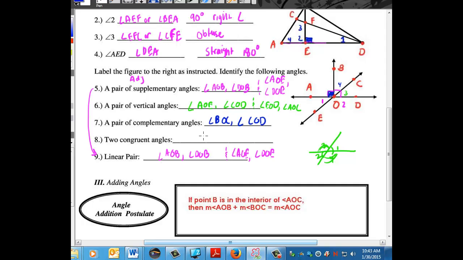Alright, and then two congruent angles. Remember that vertical angles are always congruent. So we can say angle 1 is congruent to angle 3. And then let's name angle EOD is congruent to angle AOC.